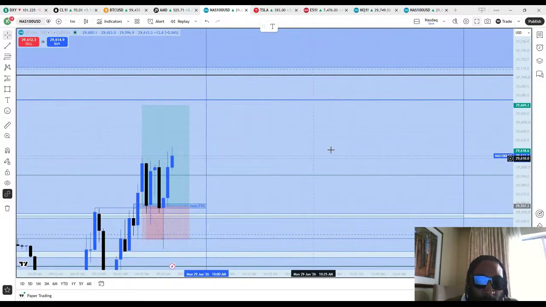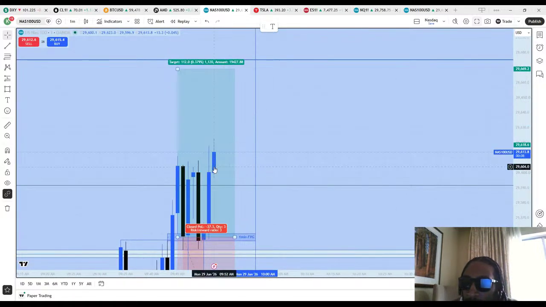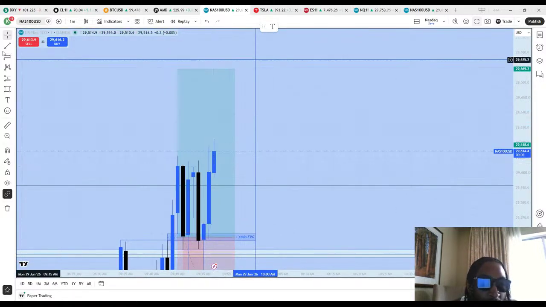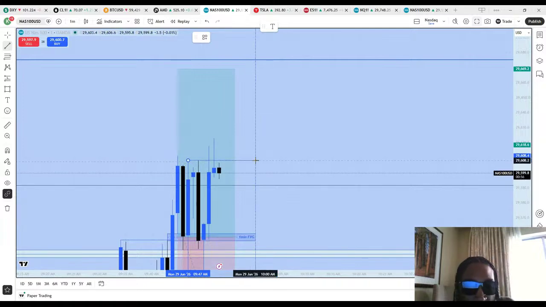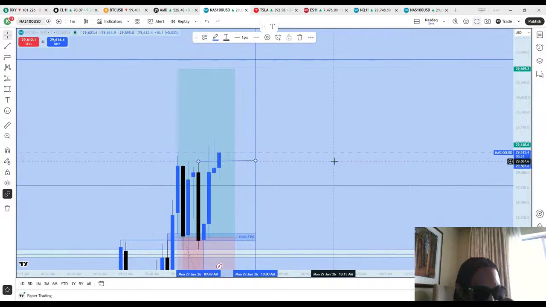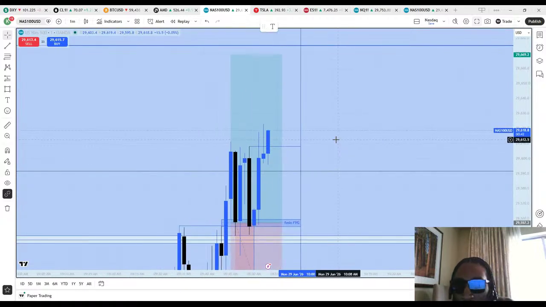We got another break of structure right here. Well, not yet, almost. Let's wait and see when this candle closes. We got 5 seconds left on it, so I believe we will close above this, or maybe not. Nope. But let's wait and see. Oh shoot, wrong button again. All right, let's see if we get a closure above that.